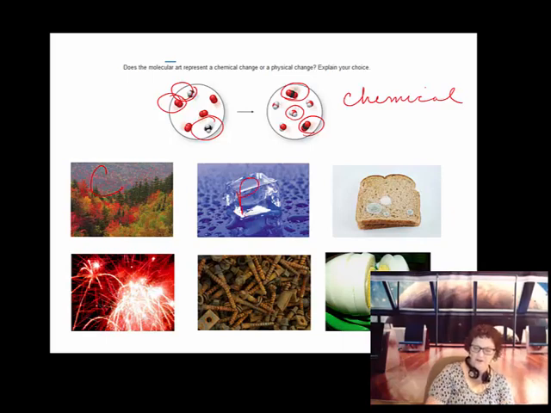Physical. What about bread mold? What's happening is the mold is eating the bread and converting it into energy and then growing. So that's definitely a chemical change. What about fireworks? Fireworks would be an explosion. That's definitely what? A chemical change. Rusting nails? Chemical change. You're changing iron to iron oxide.